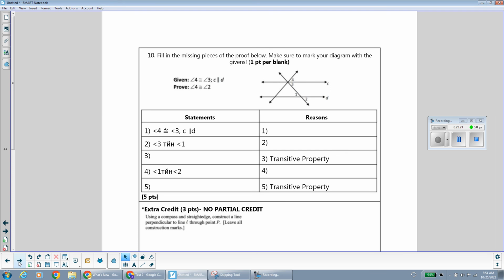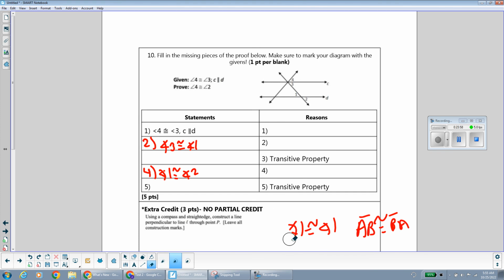Number 10. Another one where people were guessing random things. So many people were just writing reflexive randomly. Remember, for the reflexive postulate, you need to have something that's the same as itself. To use the reflexive postulate, you would need something like angle 1 is congruent to itself, or line segment AB is congruent to itself. Looking through quickly, we don't have any of that here. There's nothing that says anything is congruent to itself. So the reflexive postulate should not really have been a thought here.